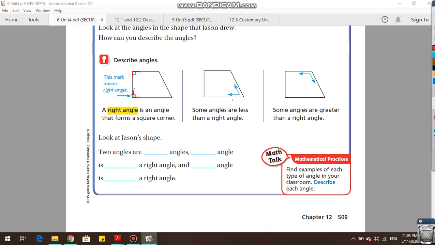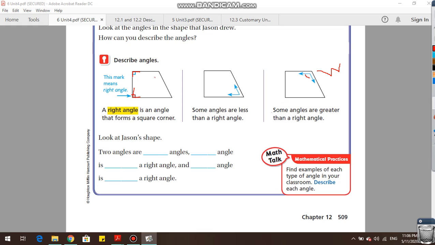Some angles are less than a right angle. Less than right, you will find it forms a letter V. And some angles are greater than right, so you will find it, I don't know, like a W. Okay, it's big, it's greater than a right angle.